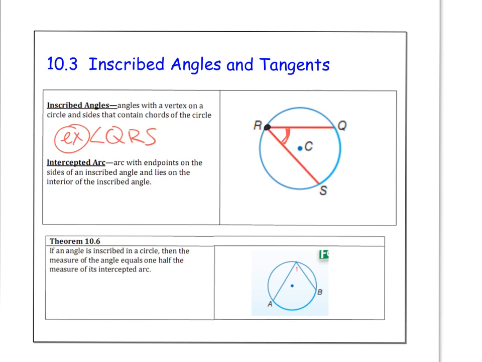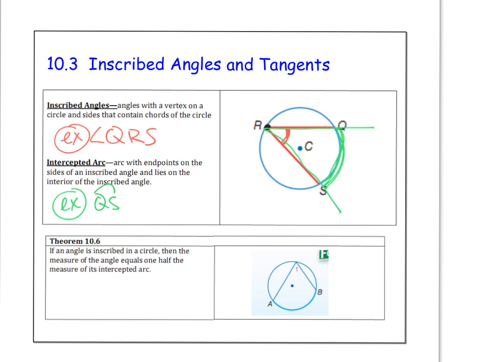Next, let's talk about an intercepted arc. As we talked about a minute ago, we have in this picture an inscribed angle. Here is the inscribed angle. Well, this arc that it opens up to right here between Q and S, that is the intercepted arc. So an example of an intercepted arc in this case would be arc QS. Remember, for arcs, we put that little arc symbol above it. So we have an inscribed angle and we have an intercepted arc.